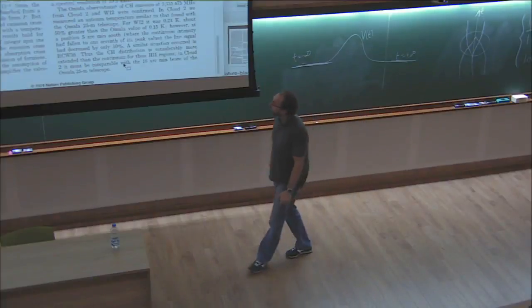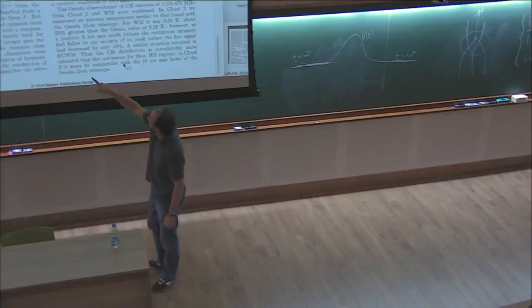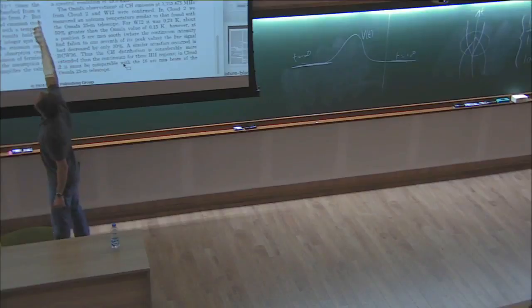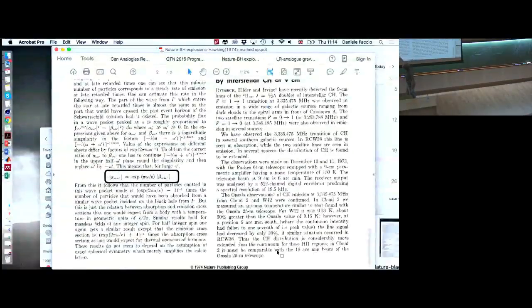And the h bar comes in in the next sentence. Let's see, there you go. He's saying that this is just the relation between absorption and emission cross-sections that one would expect from a body with a temperature in geometric units of kappa over 2 pi. That's where the h bar comes in. He's saying that formula there is just identical to this formula.